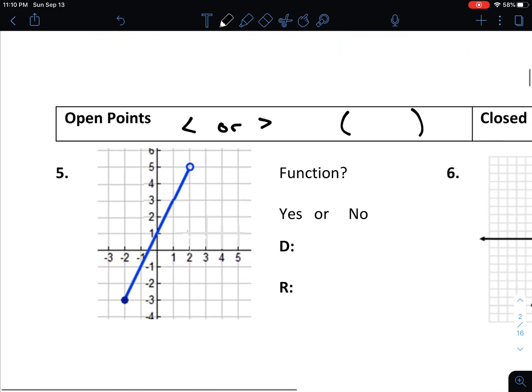Okay, so looking at a couple examples on number 5, we've got this kind of line segment here. Notice that if I draw a vertical line, no matter where I draw my vertical line, it's only going to pass through the function once, which means we can say yes, this is in fact a function.